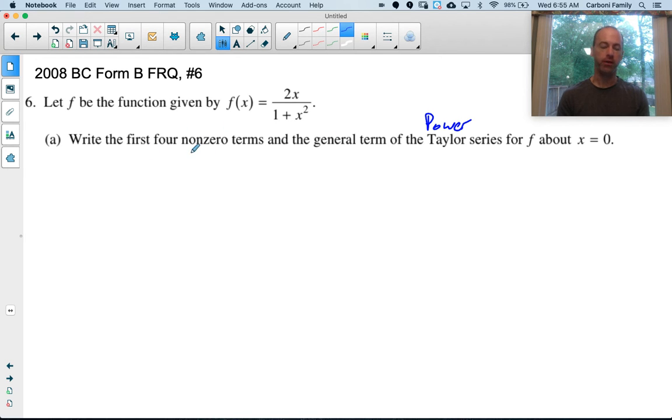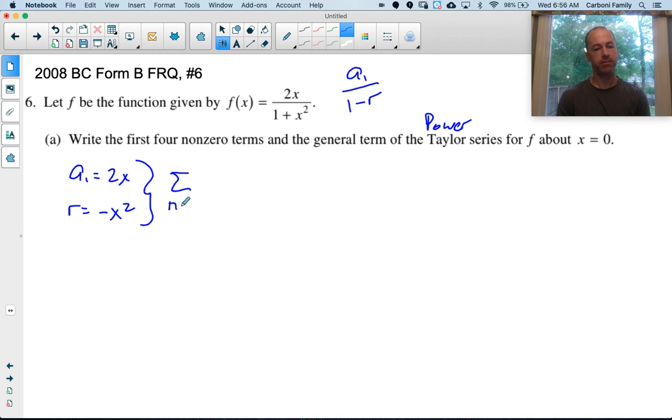And what I can do here is, instead of doing the derivative approach where we have to crank out derivatives, this looks an awful lot like the sum of a geometric series. And if you look at it that way, the first term is 2x, and the ratio would be negative x squared. And so I could write this as a series, and it goes from 0 to infinity, of my first term, 2x, times my ratio, negative x squared, to the nth power.